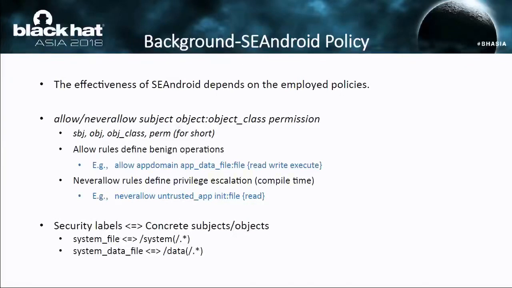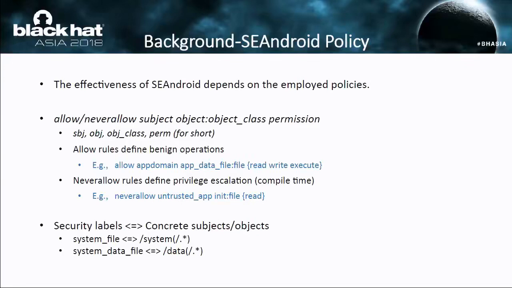SEAndroid. For example, we can never allow an untrusted app to read very sensitive data. After compiling, if we write some allow rules and maybe we write some wrong rules, we can use the never allow rules to correct the mistakes we make.